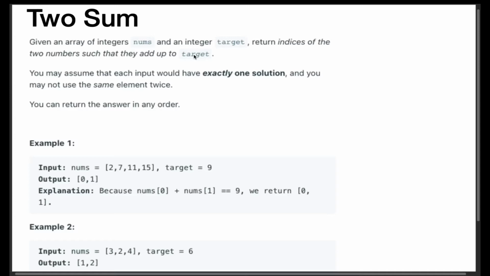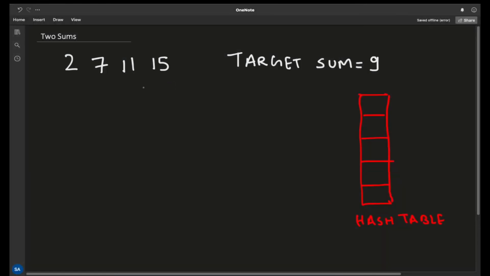Why are we doing this? If we have visited an element equal to target minus current element so far, and if we add our current element to it, we'll simply get our target sum. So if our current element is x, we have to look for the element target minus x so that our overall sum becomes target.